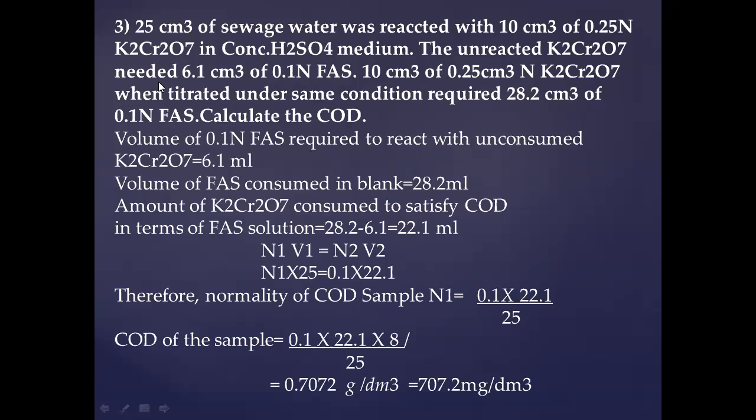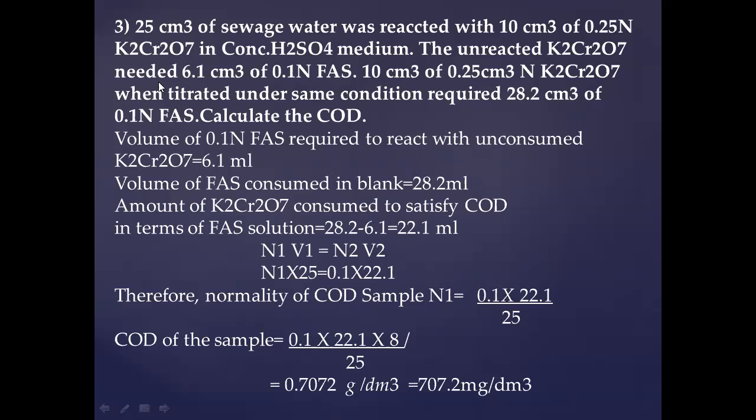Then the COD in terms of FAS is equal to 28.2 minus 6.1, which is equal to 22.1. The normality of FAS is 0.1. So first write the formula N1V1 is equal to N2V2, then substitute. V1 is equal to 25 ml, whereas the normality of FAS is 0.1, into 22.1, the volume of FAS, COD in terms of FAS.